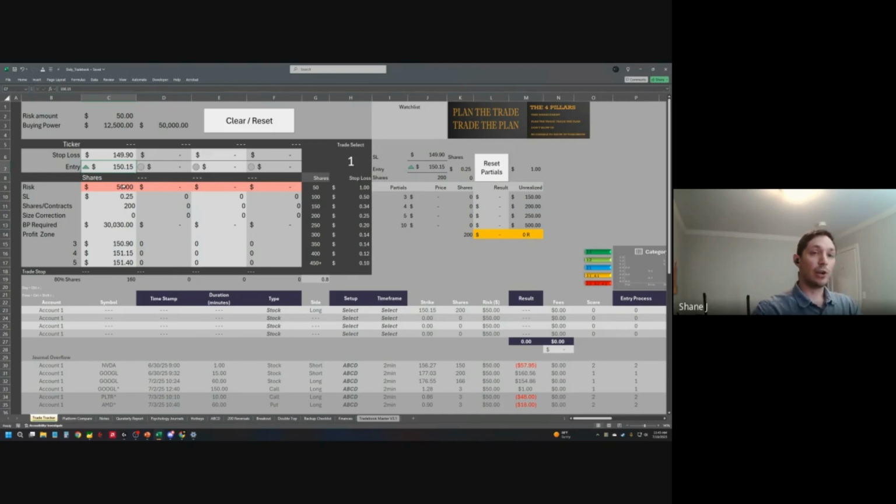So from there, this is just the step-by-step on the how. Should be nice and easy. Your entry, your stop, what's it going to be? I do have a shares correction. So if for whatever reason I had 222 shares, it would tell me that this stop loss is going to lose me that much more.